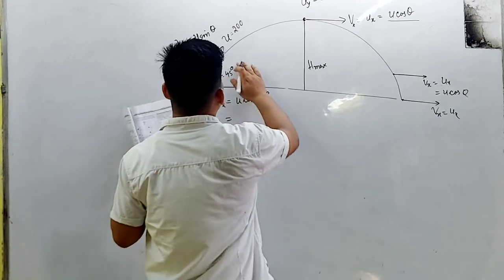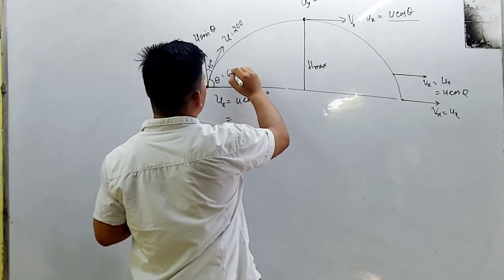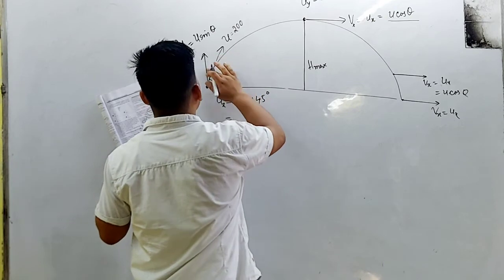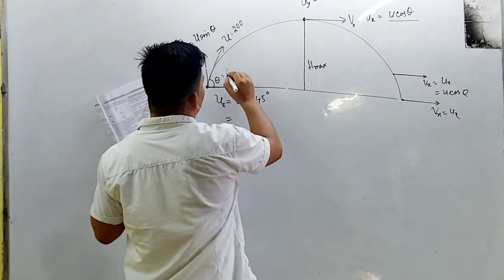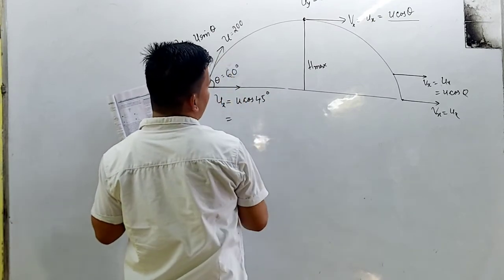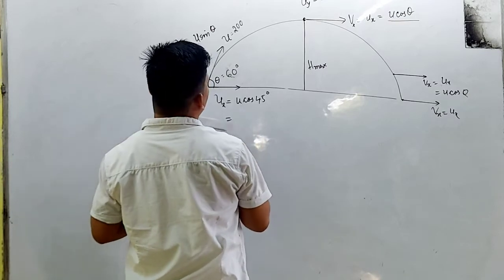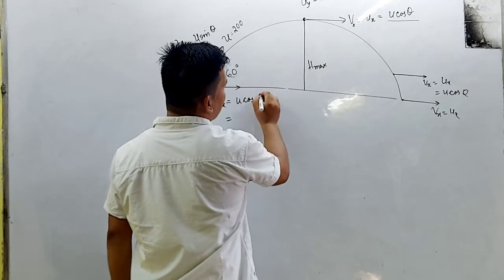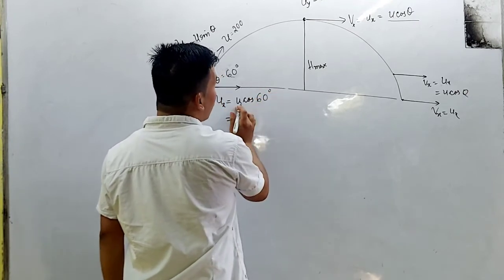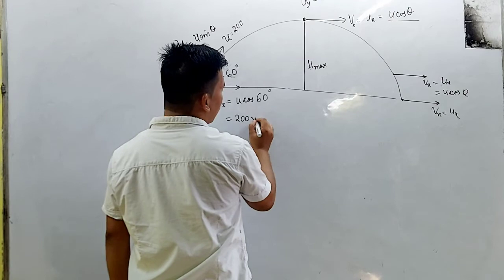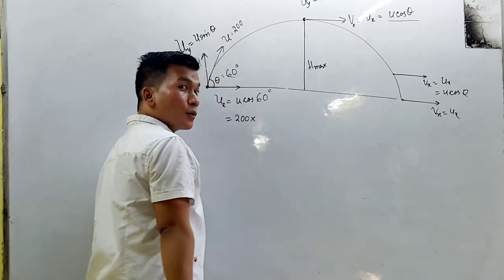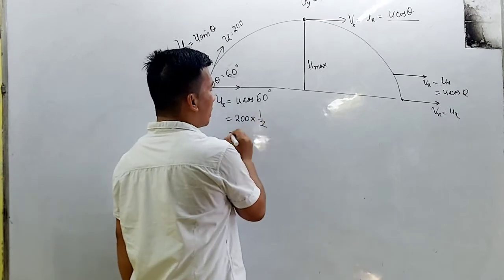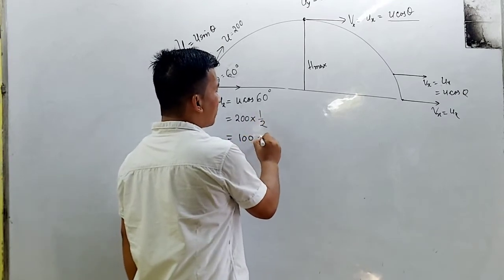On the 60 or what? This is 60. Here this will be u cos of 60. The value of u is 200 into what about cos 60? Cos 60 is half. Here this will be equal to 100 meter per second.